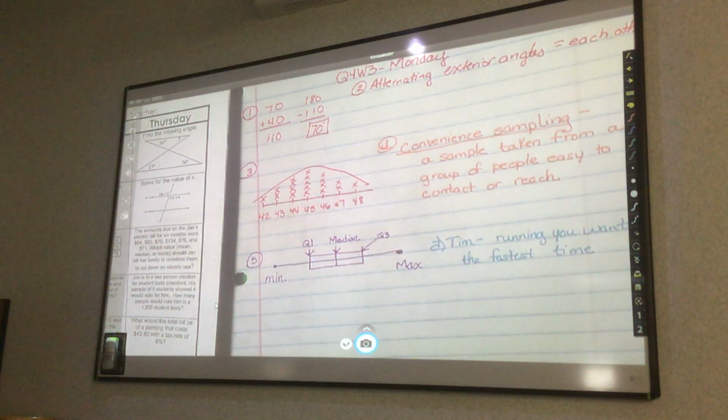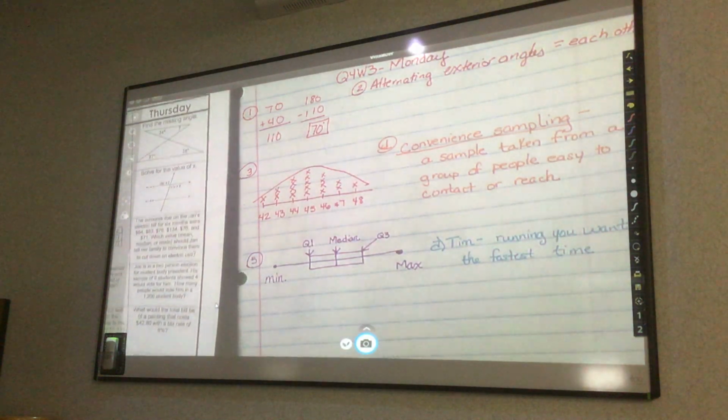What about just NASCAR racing? You want the fastest time, right? What about bowling? Do you want the lowest score? Nope, you want the highest score. What about in track and field, shot put and discus? Do you want the lowest score or the highest score? You want the highest score, because you want it to go the furthest. Just kind of like the long jump. Do you want the shortest jump or the longest jump? Okay, so you got to think about those things a little bit when you go to answer these.